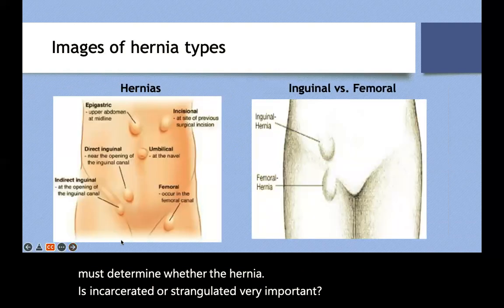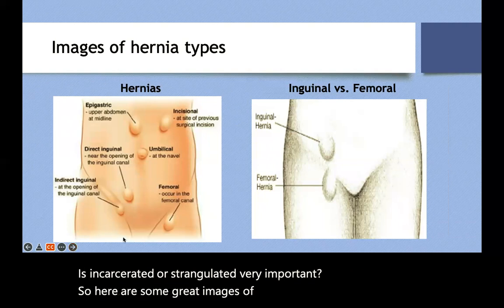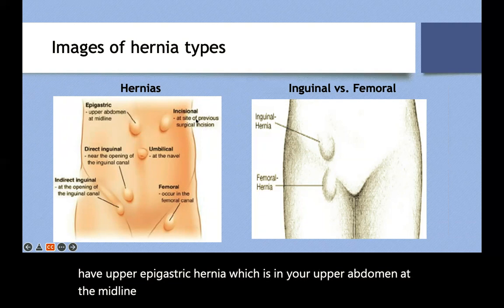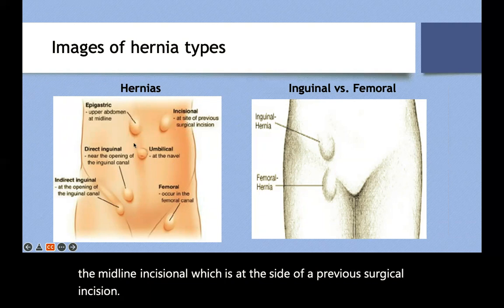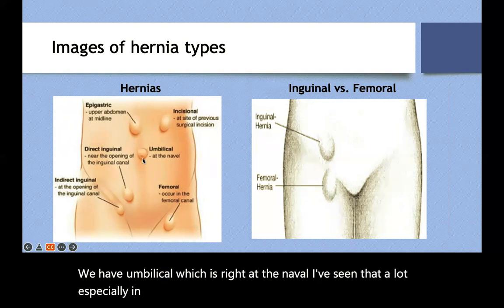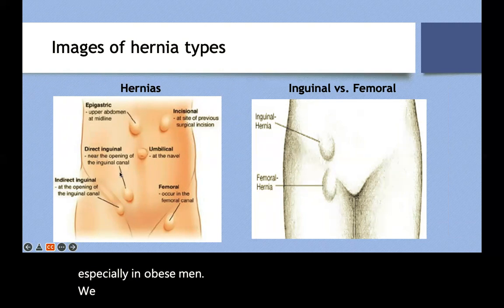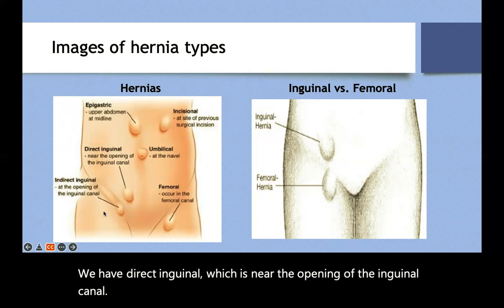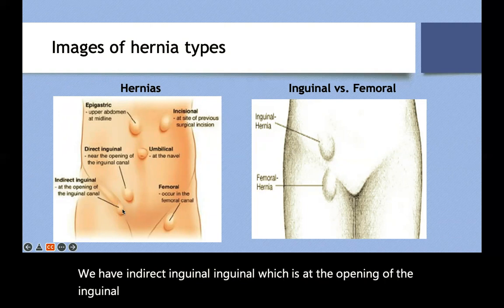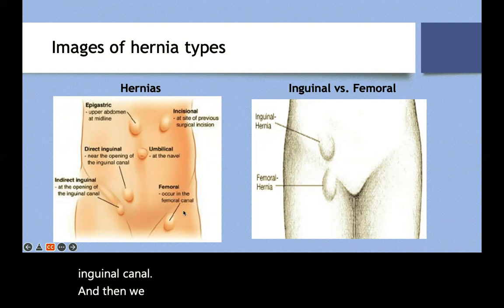Here are some great images of the different types of hernia. We have upper epigastric hernia, which is in your upper abdomen at the midline. Incisional, which is at the site of a previous surgical incision. Umbilical, which is right at the navel. I've seen that a lot, especially in obese men. Direct inguinal is near the opening of the inguinal canal. Indirect inguinal is at the opening of the inguinal canal. And femoral occurs in the femoral canal.